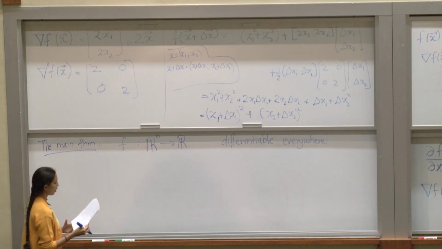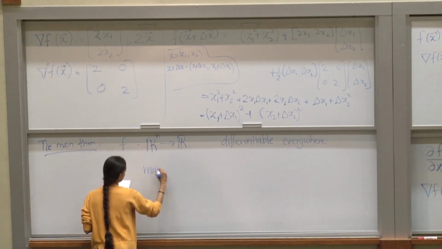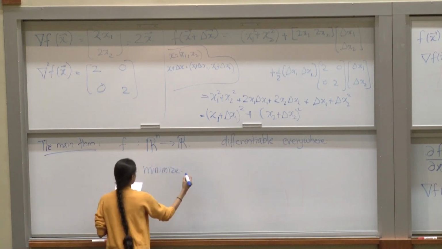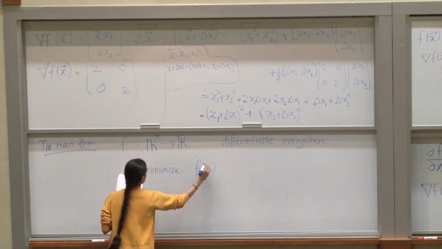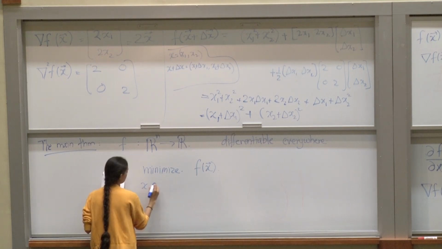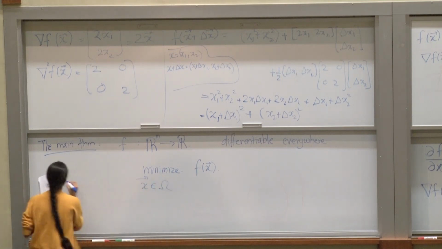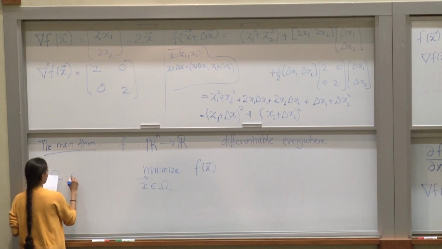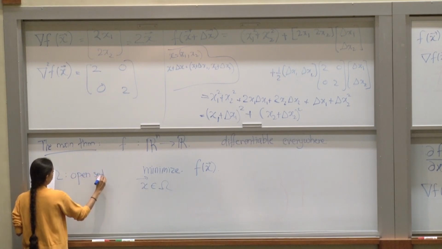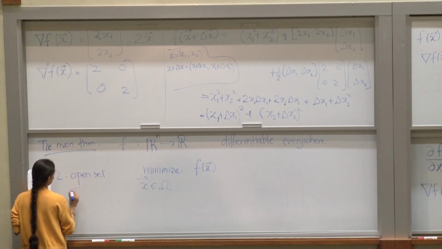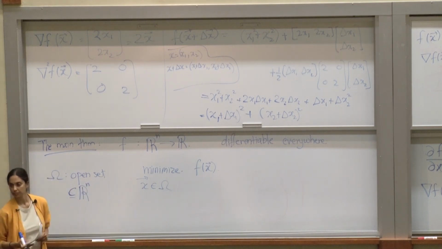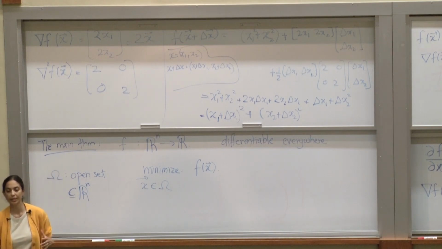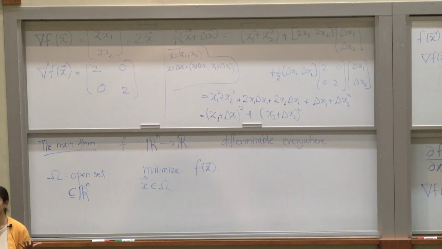Then I want to consider the optimization problem, subject to x belongs to, let's say, some omega, where omega is an open subset of Rn. Okay? So what do I mean by open subset? I mean that it has no boundaries. A set that does not include its boundary is an open subset. Okay?